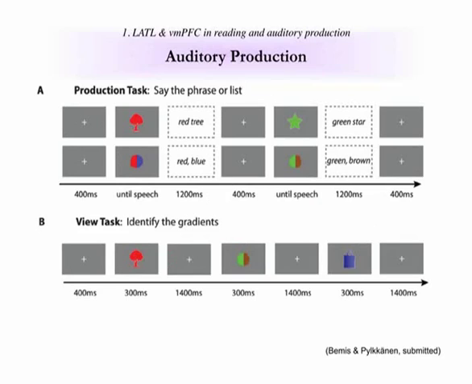And what we see, so this is specifically how this experiment runs, so it's really a production version of that. So this is the composition condition. People see these pictures and they're prompted to then utter red tree, green star.